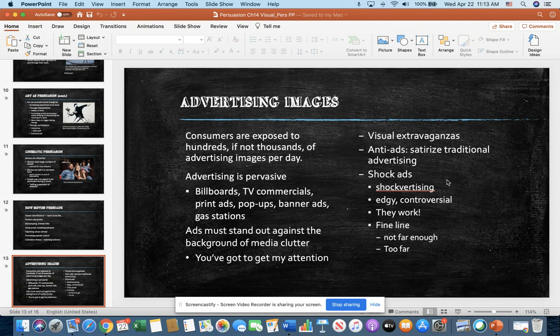Okay, advertising images. We are exposed to, they say hundreds, but it probably is thousands of advertising images every day. And the more media we watch, the more screen time we have, the more we are influenced and impacted by it. So advertising is pervasive, meaning it is everywhere. Billboards, we see it while we're driving, TV commercials, print ads, pop-ups, banner ads.